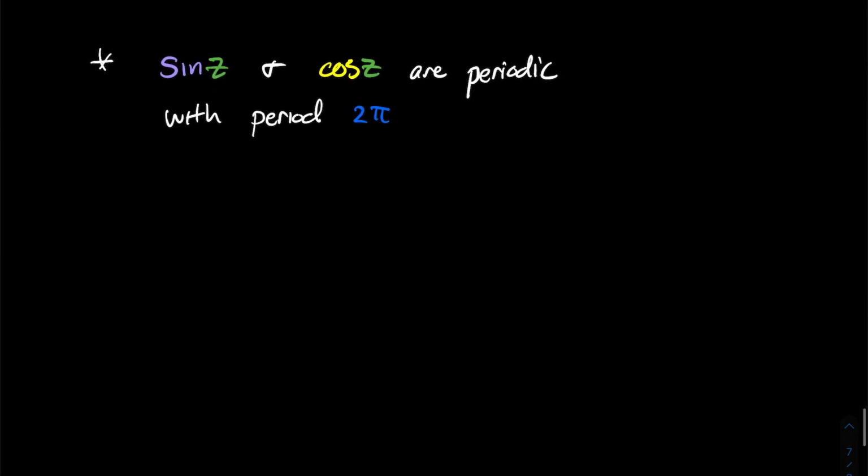Sine of z and cosine of z are both periodic functions, and the period is going to be 2 pi. Here, you've got to be careful. When it's periodic, it's a complex function, so the period could be a real number, or it could be an imaginary number, a purely imaginary number. So what does this mean as far as notation goes? I'll try to put a little bit more detail into what I mean.